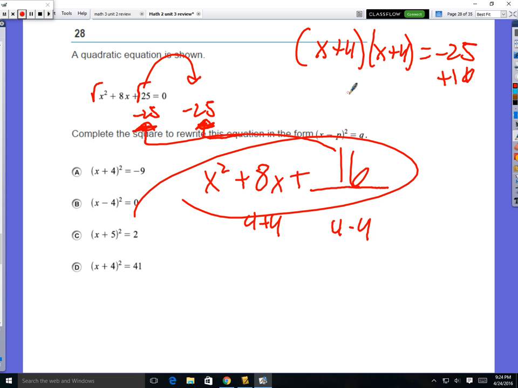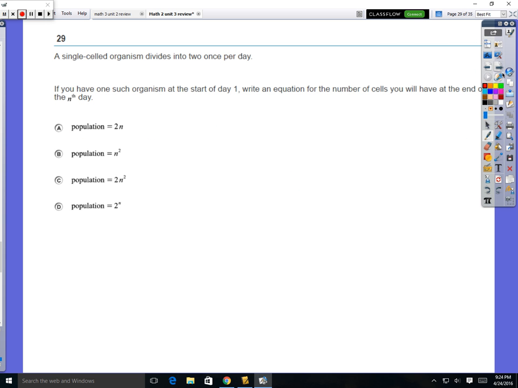And the left will change to x plus 4 squared. The right, what's the difference between 25 and 16? 9? Negative 9. So we're going to go A. 29.